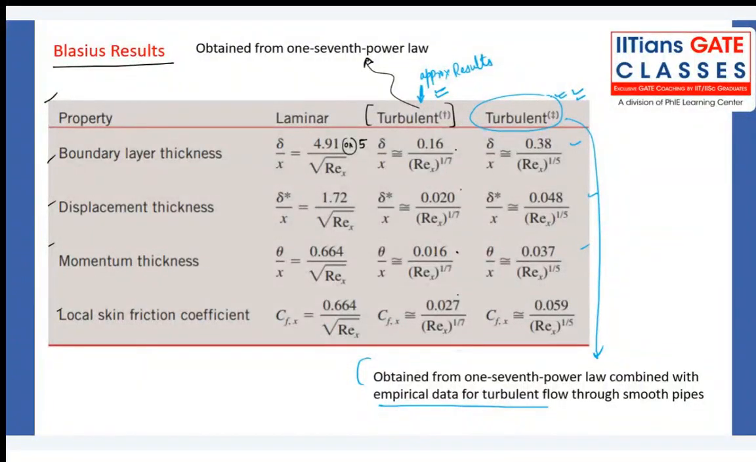That's it. They have given the velocity profile as u by u infinity equals y by delta to the power 1/7. No other data. That means we have to use this one. With no empirical data, we have to use only these delta, delta star, theta, cfx values. Make a note of it and put an arrow. This particular column we have to use once they have given the 1/7 power law combined with some empirical data.